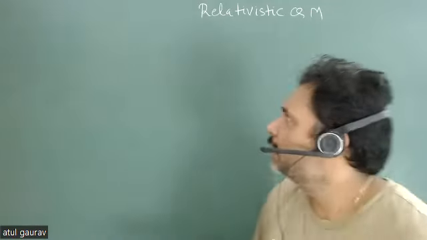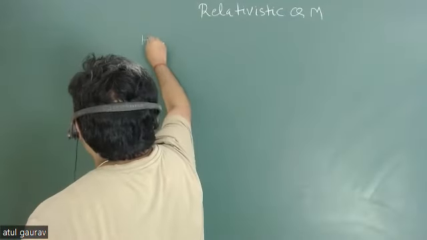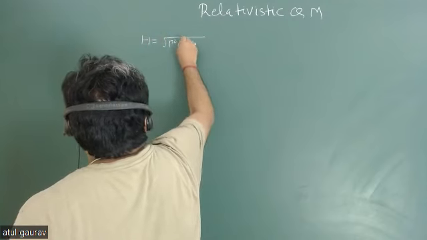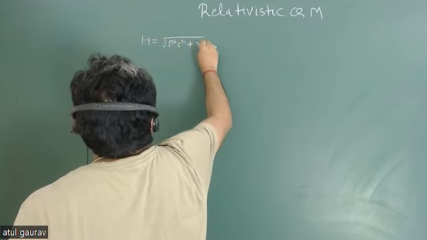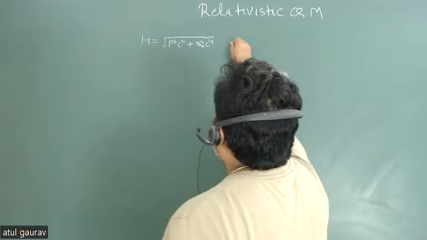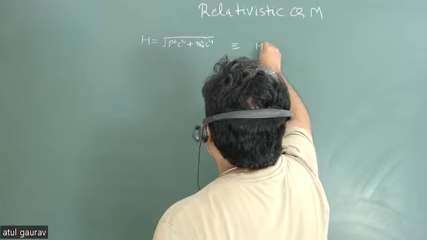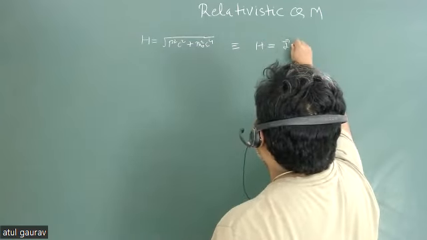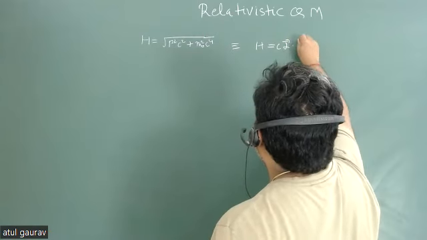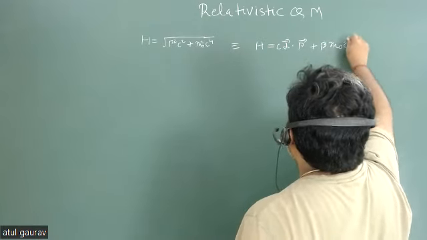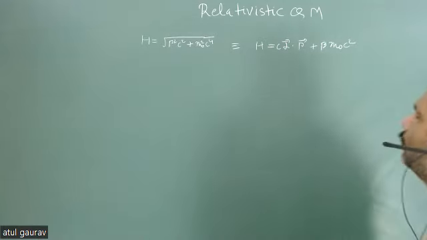So in last class, we wrote the classical Hamiltonian. If my classical Hamiltonian is all about P square C square plus M naught square C4, suppose this is my classical Hamiltonian, then the equivalent Dirac Hamiltonian can be written as alpha C times alpha dot P plus beta M naught C square. So this is your Dirac Hamiltonian.